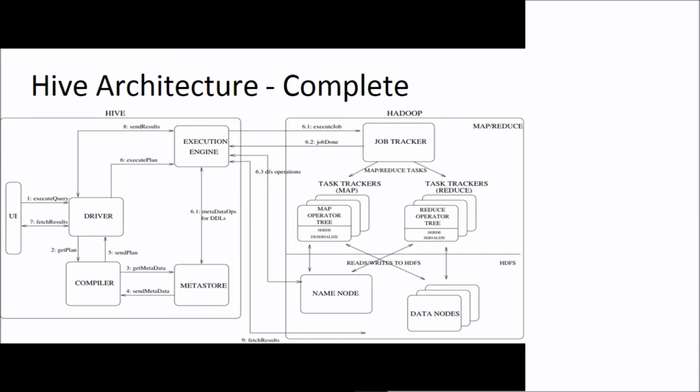Now the compiler is translating or transforming that query into a DAG, a directed acyclic graph, because a query may be divided into one, two or more sub queries. That is the work of the compiler. The compiler does it with the help of the metastore, because metadata is required. After it is compiled, it goes to the execution engine.